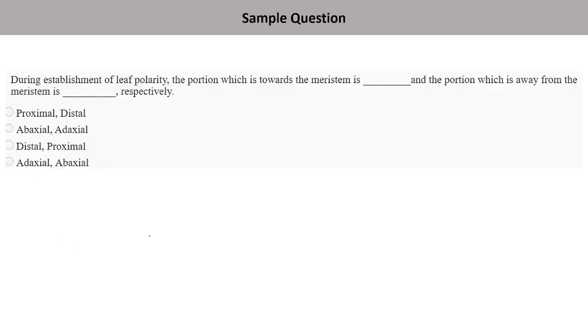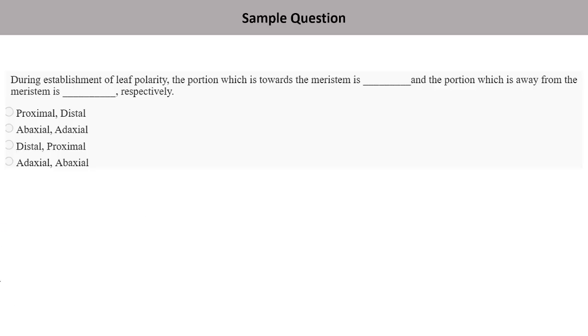Okay, so we look at the question again. The question is about the establishment of leaf polarity. That means it is talking about when the leaf is not yet formed. In that stage, you cannot call the part distal or proximal. In that case, the polarity will always be about forming the adaxial surface or the abaxial surface.